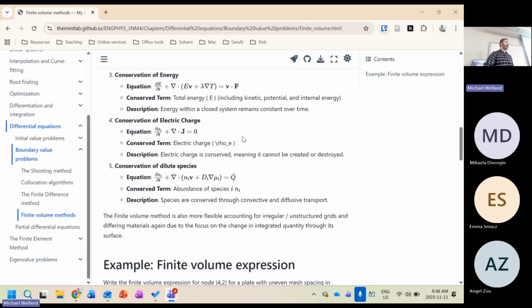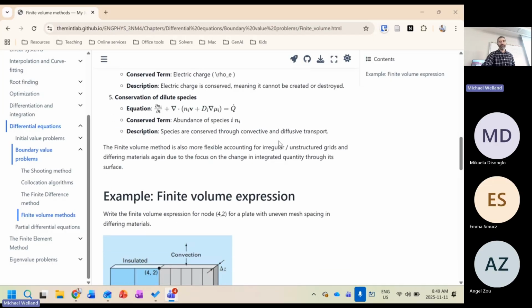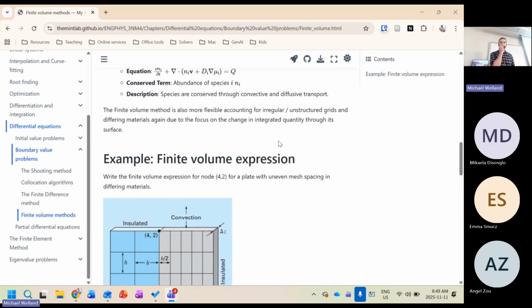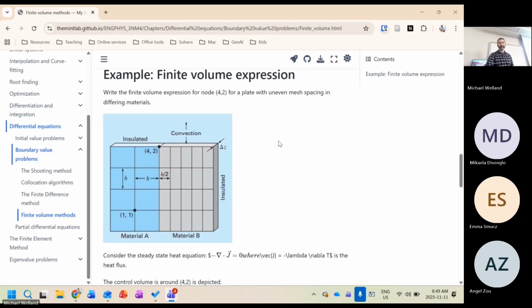Electric charge, same idea. Charge density is the divergence of your current. Dilute species is the same thing. Usually, have you guys ever written it in this form, in the chemical potential? Usually you would write it as the gradient of the concentration. So more generally, it's the gradient of the chemical potential, but everybody just kind of simplifies it down to the concentration. Okay. Yeah. So let's see how it works with the regular grids.